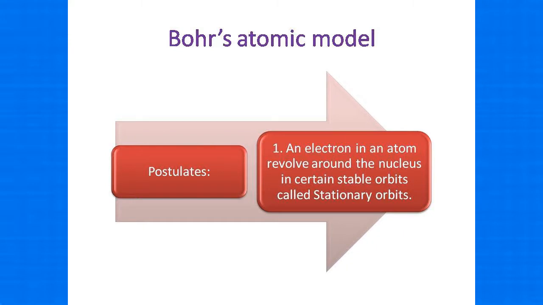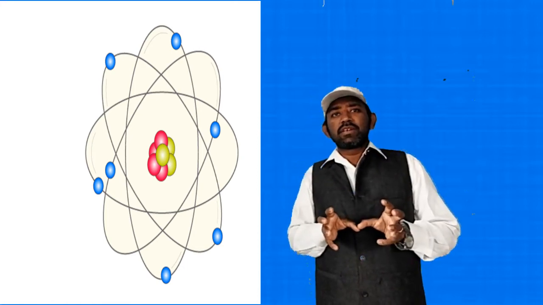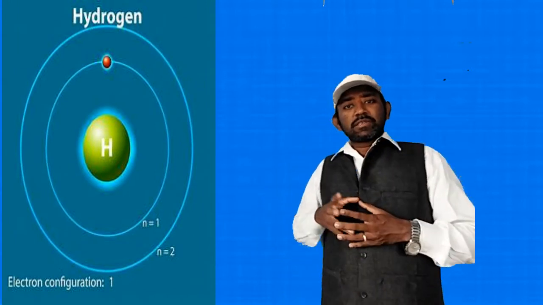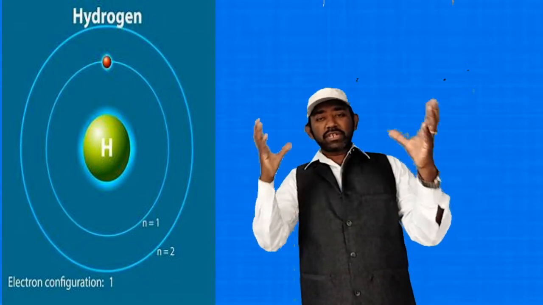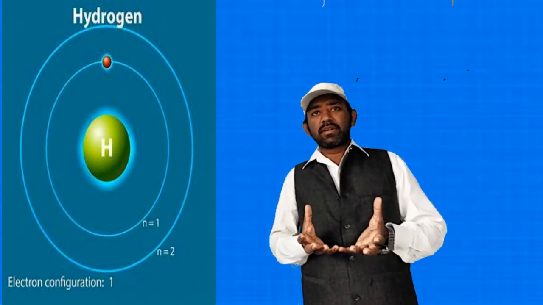The first one is, Bohr has introduced the concept of stationary orbits. The electron cannot revolve around the nucleus in a circular orbit in all possible orbits, but it can revolve only in certain discrete orbits, which are prescribed by the quantum conditions. So these orbits are called stationary orbits. This is the first postulate.